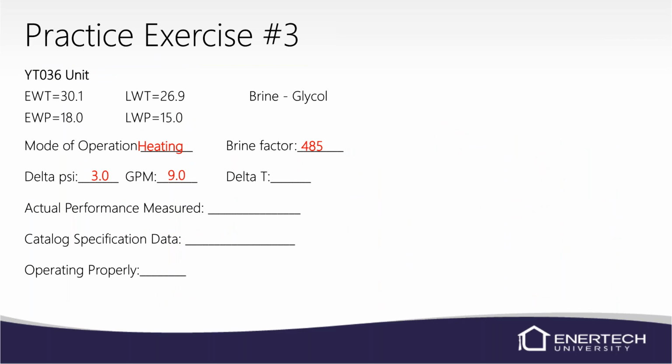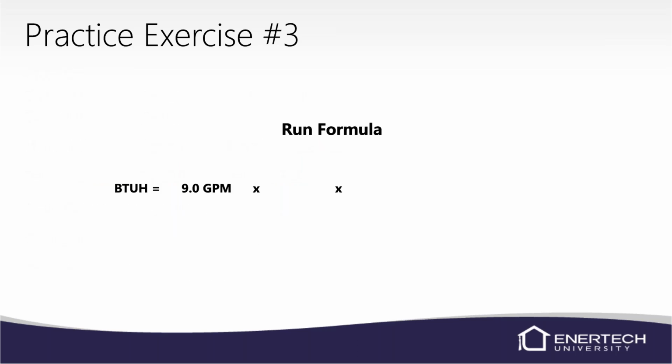So we've got 9 GPM. We had a delta T, or a temperature difference, of 3.2. So now we'll just run the math. We'll take our 9 GPM times our 3.2 temperature difference times our 485 brine factor, or antifreeze, or whatever you want to call it, but we'll call it brine factor. So we do the math, and that tells us we're moving 13,968 BTUs. Again, that's just a number.